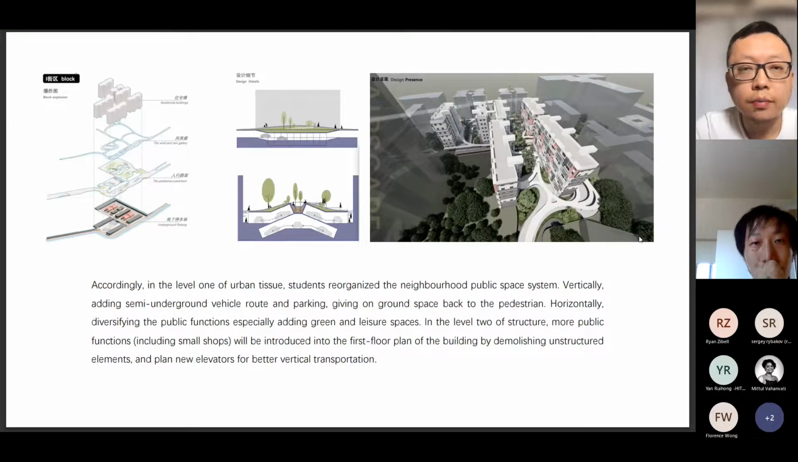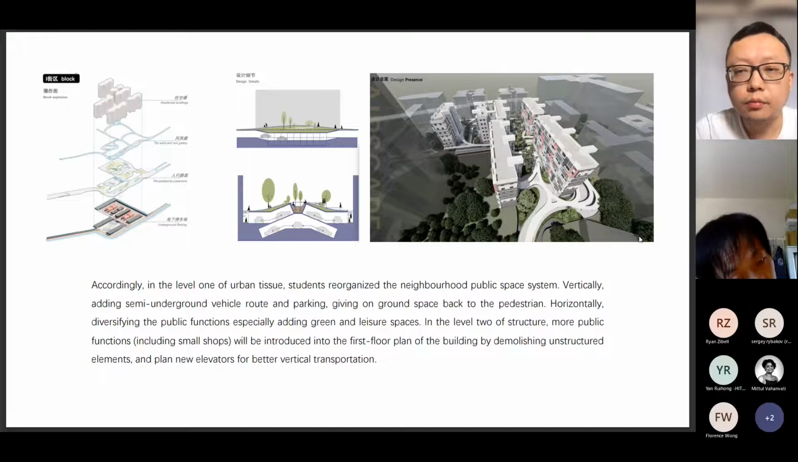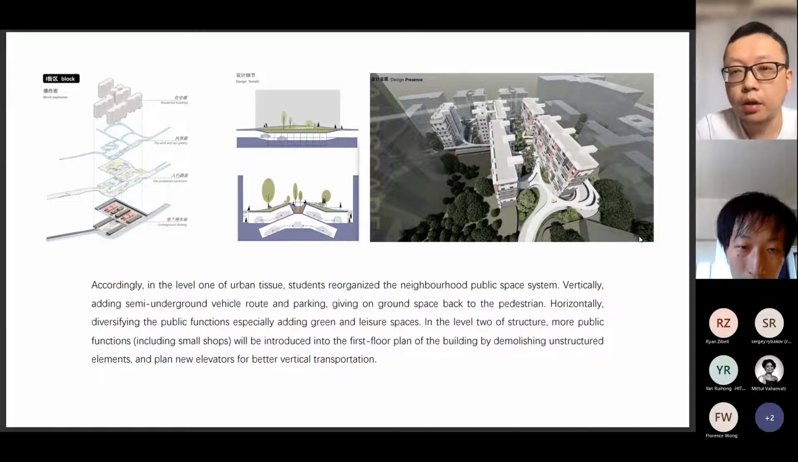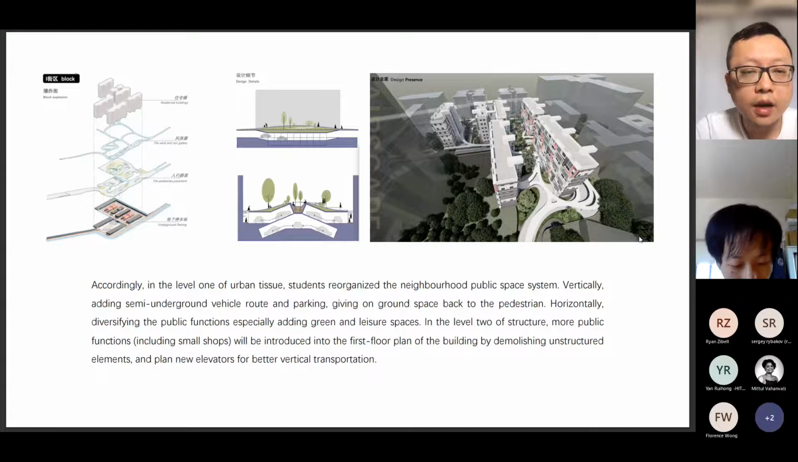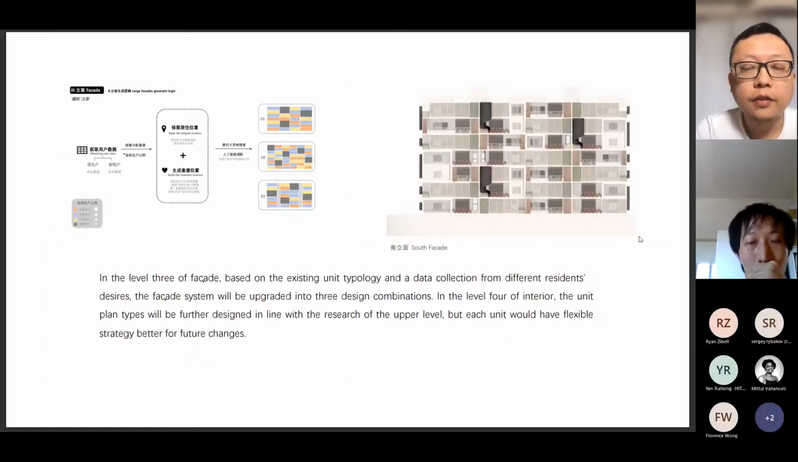So according to the problems, using the open building and level strategy, in level 1, the students reorganized the neighborhood public space systems. Vertically, they added semi-underground vehicle roads and parking, giving on-ground space back to the pedestrians. And horizontally, they diversified the public functions, especially adding green and leisure spaces. In the structure level, more public functions were introduced on the first floor plan. Okay, next slide, please.